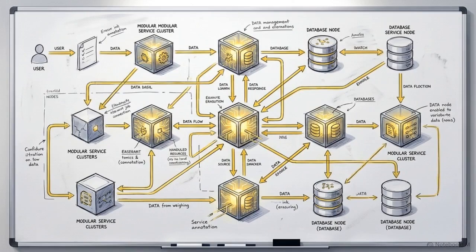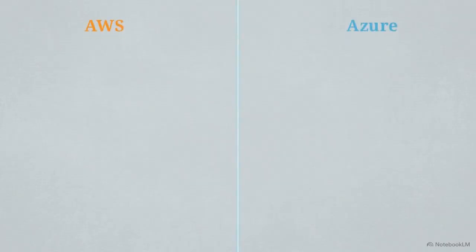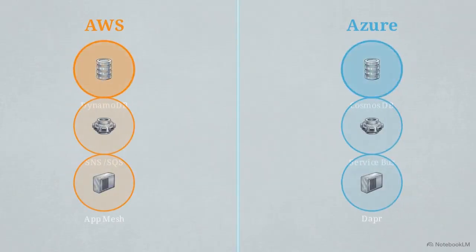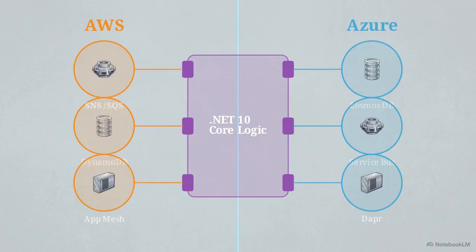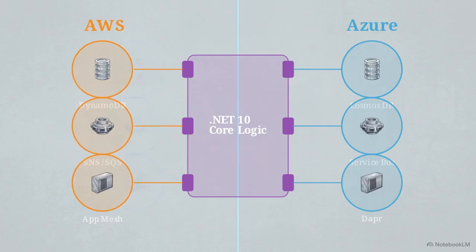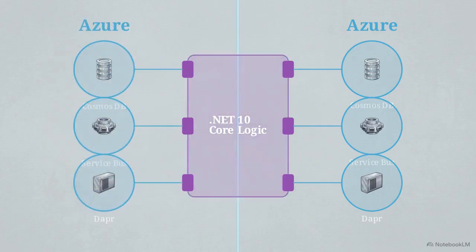This 10-pattern framework provides the structural foundation for a resilient enterprise architecture. While implementations differ, mapping AWS services on the left and Azure on the right, the architectural patterns are identical. Whether using DynamoDB or Cosmos DB, the CQRS requirement remains the same. The core .NET 10 application logic remains identical, fully agnostic to the surrounding infrastructure.